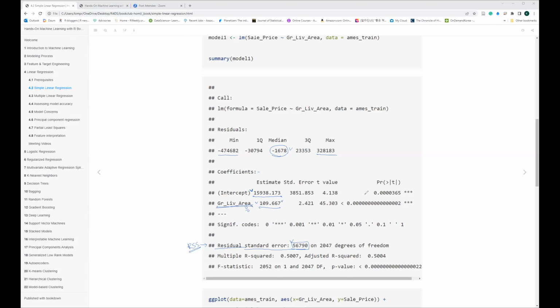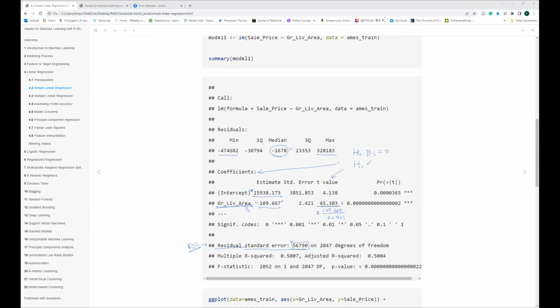When we look at these t values, in the case of 45.303, we can calculate it by 109.667 divided by 2.421. This gives you the t value. And as we know, when we look at the regression coefficients, our basic hypothesis is H0: beta i equals 0.